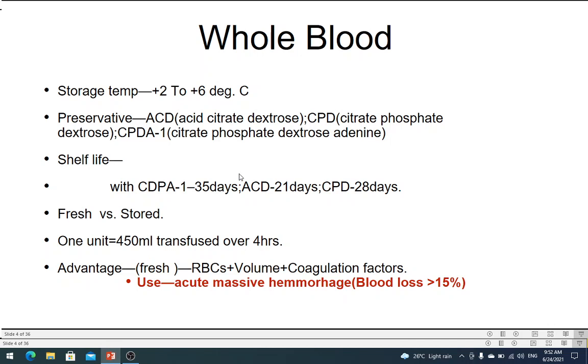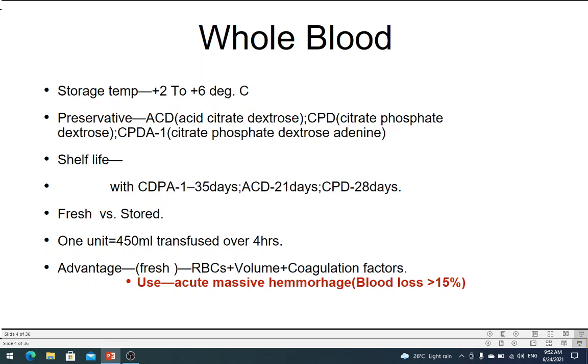All right. In older days, I told you, with ACD we could keep it only for 21 days. With CPD, a little longer, 28 days. But nowadays, either CPD or CPDA-1 is used, and up to 35 days it can be stored, and you can give it to a patient for transfusion.